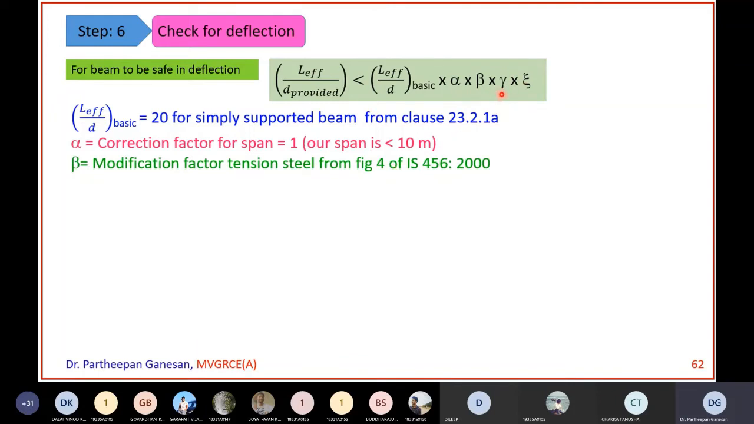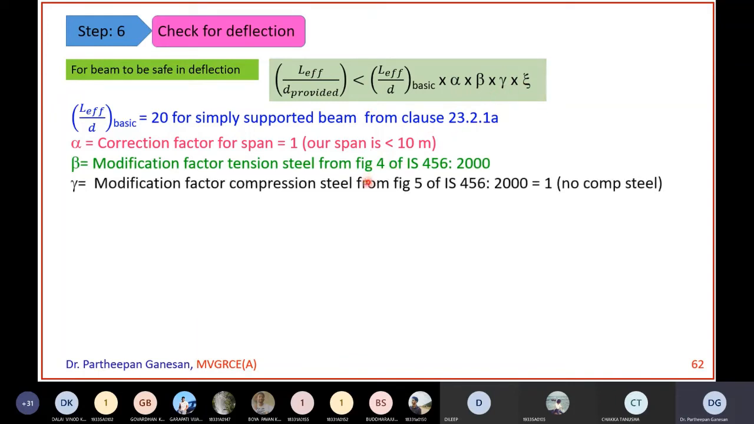Gamma is for compression steel. Here it will not be required because we are not providing any compression steel, because our Mu will be much less than Mu limit. So it is only a singly reinforced section. There is no compression steel. But zeta will be there because it is a T beam we are designing, so we have to find out the modification factor for flanged beam.